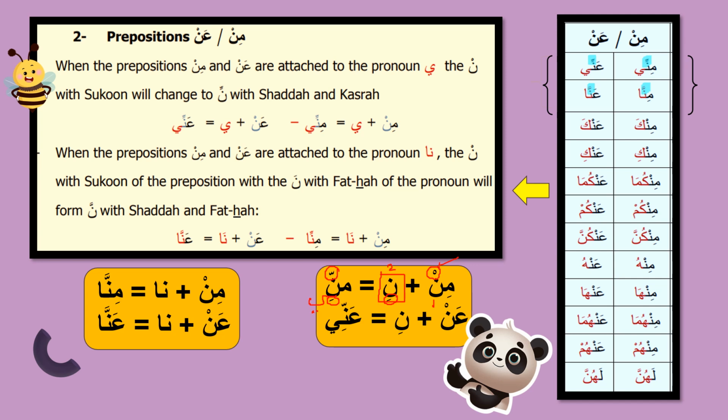And the same happens with the noon and alif, the noon for nahnu. Here the first noon came with the sukoon. The other noon came with the fatha.